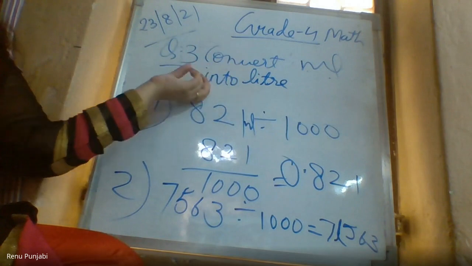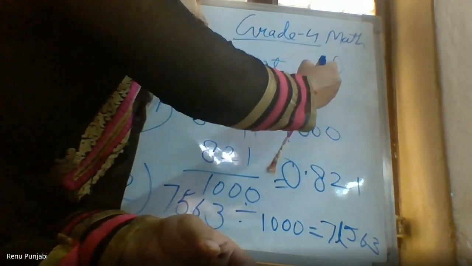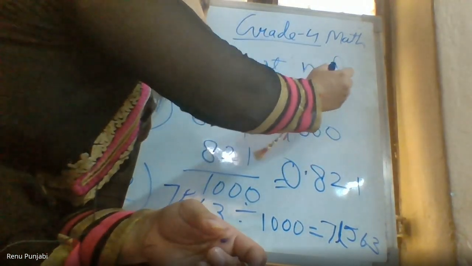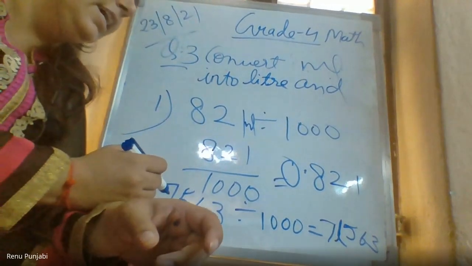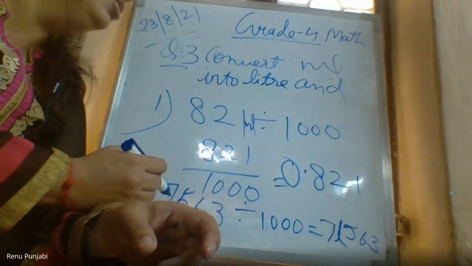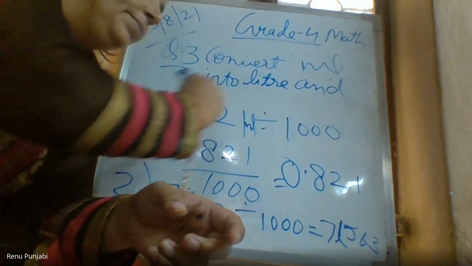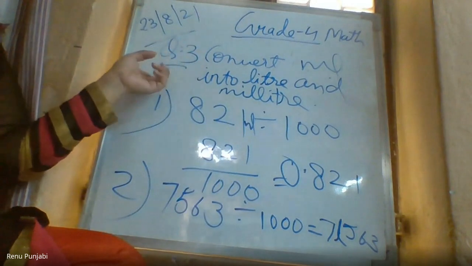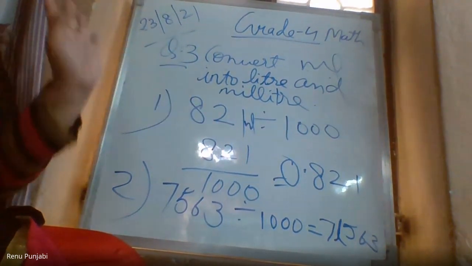Convert milliliter into liter and milliliter. You can write this also, because here the situation is coming. Convert liter and milliliter into liter, and for the second one, what you have written, 7 liters. Complete this question in this way.